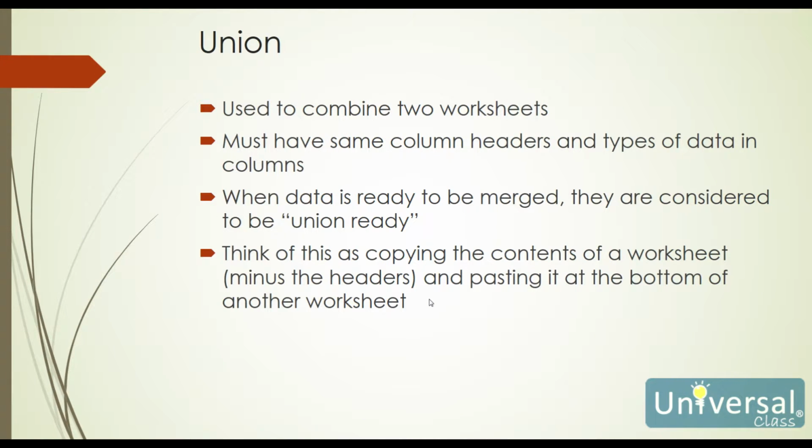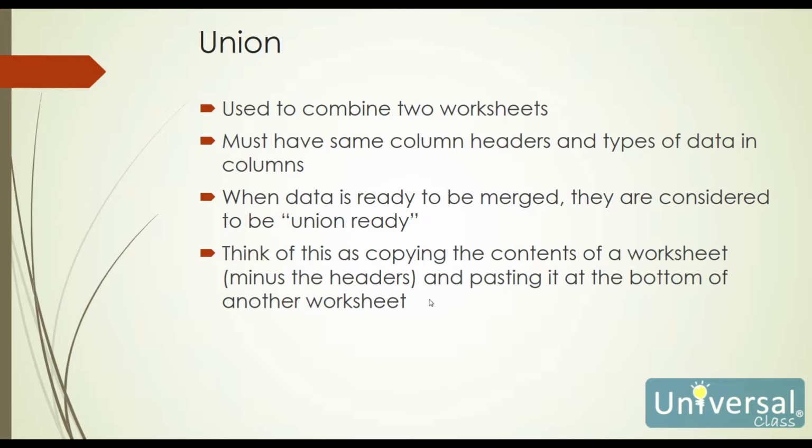There are two ways that we can combine data from multiple worksheets. We have what's called a union and also an intersection. Now, a union is going to be where I have two worksheets that have identical columns. They both have the exact same column headers, and they have the same type of data in the columns. If I have two tables that are in that type of format, where everything is identical, all the columns are the same, they have the same type of data in each of the columns, they're what's called union ready.